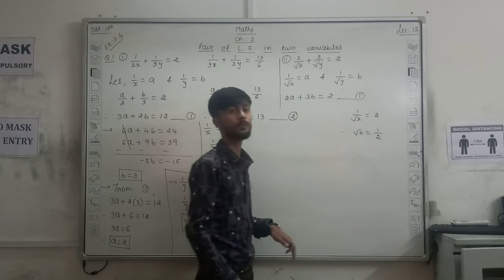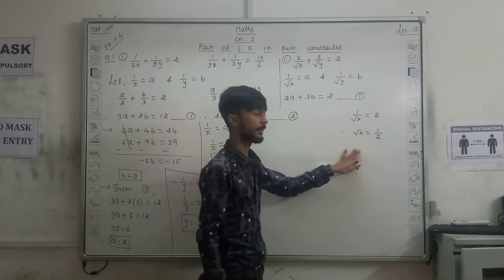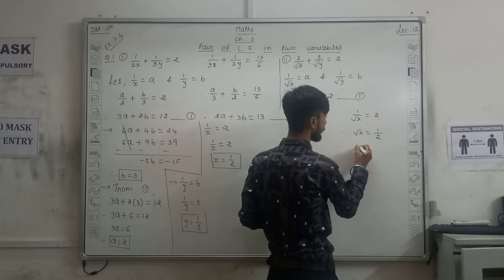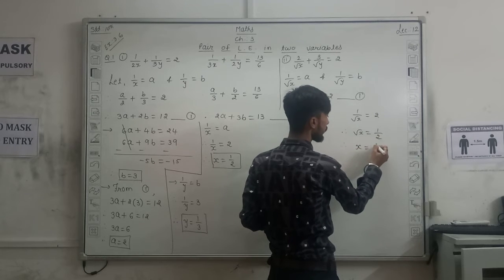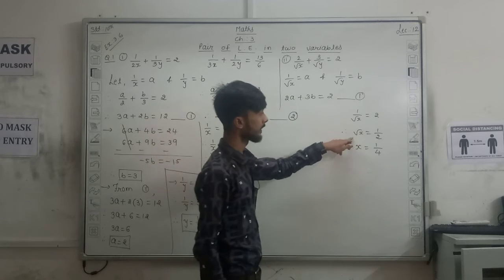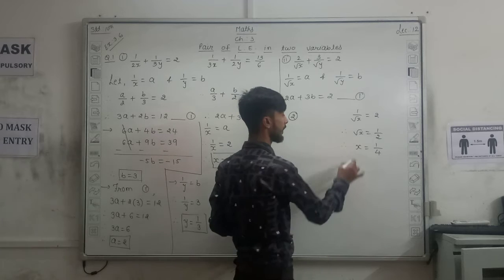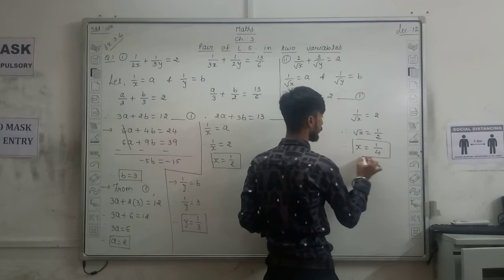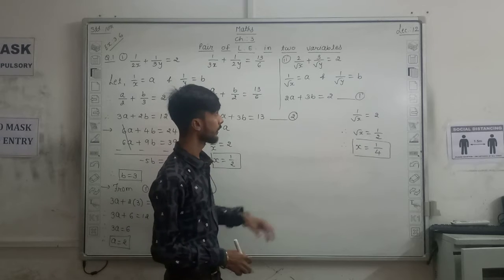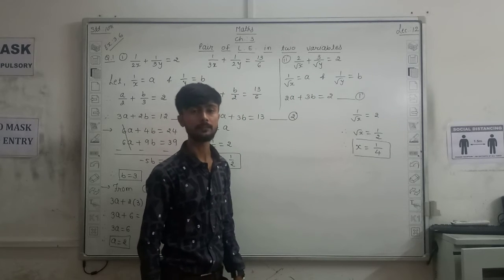But we need value of x. So for that we need to squaring both the sides. So if we square both the sides, then we get x equals to 1 square is 1, 2 square is 4. And here square and square root cut हो जाएगा, so remains only x, right? So x equals to 1 by 4. Okay, so at the end you need to square in both of them. Okay, and then after you will get the values of x and y.